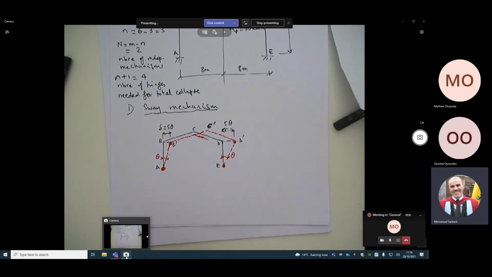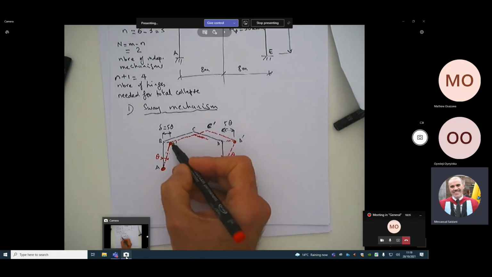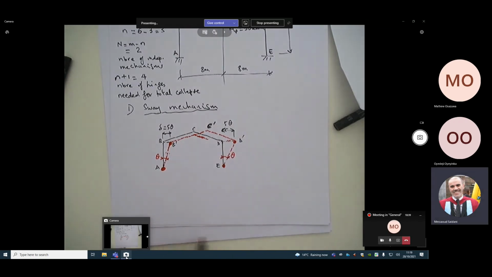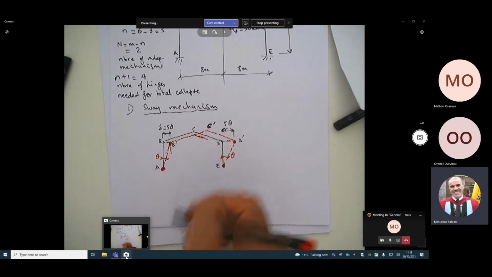Will it be between A and B? If they have different MPs, yes, it will form in the weaker member. It will be at the corner, but in the weaker member. We'll do one next week. I have an example that we can do next week.